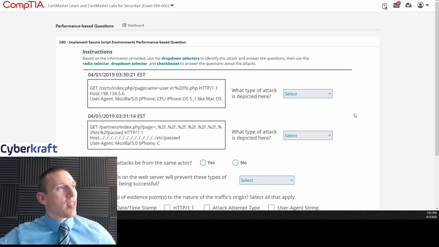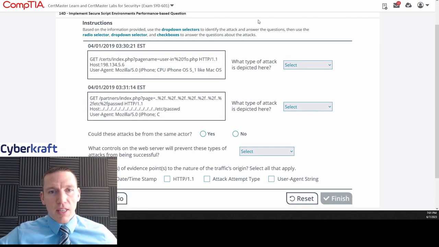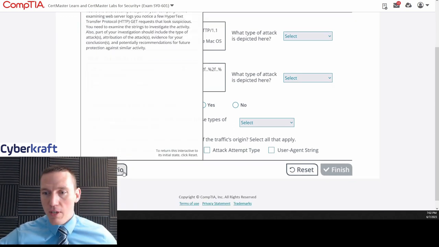Okay, so this is this PBQ, we're approaching from the first time like normal. I haven't done this one in a while. I don't know if I've ever done this one actually. You implement secure script environments. So let's see, I'm assuming we're protecting against scripts, or this is gonna be some sort of attack vector, but let's go ahead and take a look at the scenario.